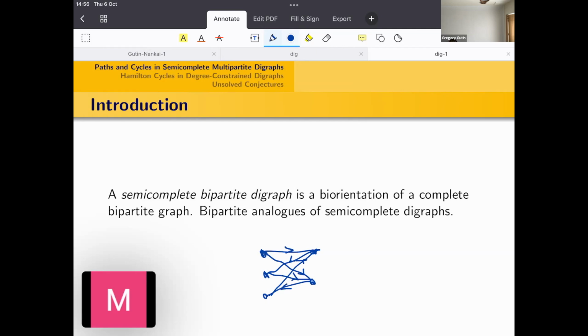And then you get a bipartite tournament in this case, but if you add some arcs in the opposite direction, then you get a semi-complete bipartite digraph, right? This sort of thing. So this is a natural analog of semi-complete digraphs.